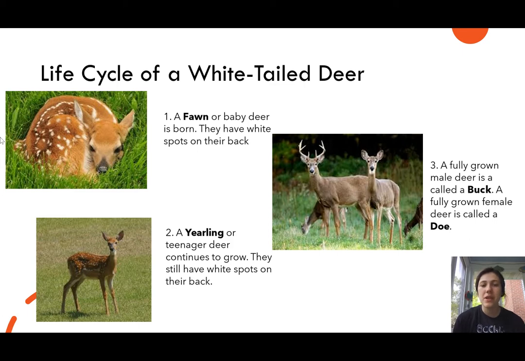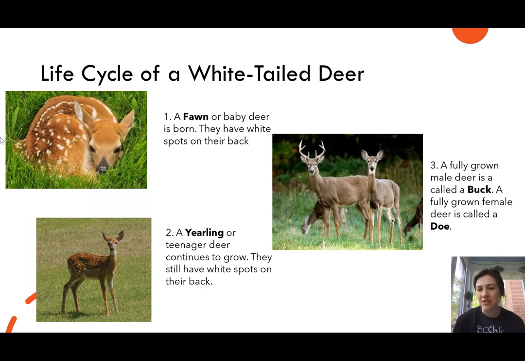So the baby deer we call a fawn. So a fawn is born and they have white spots on their back. They actually use these white spots to help them camouflage and hide from predators when they are too young to take care of themselves. They then continue to grow and become a yearling.